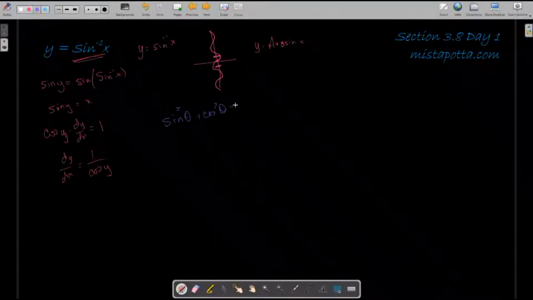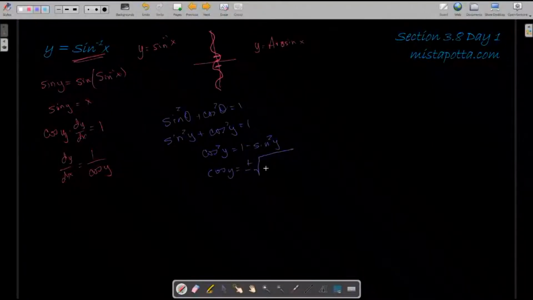One of the trig identities was the sine squared of theta plus the cosine squared of theta equals 1. And so I know that sine squared of y plus cosine squared of y equals 1. And I can solve for the cosine of y by subtracting sine squared from both sides, and then of course taking the square root.